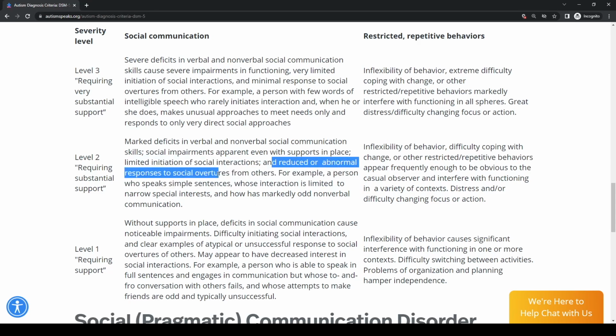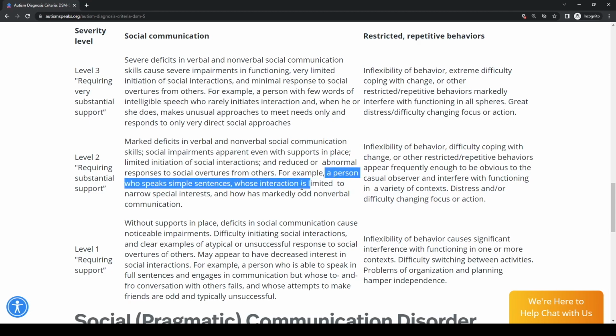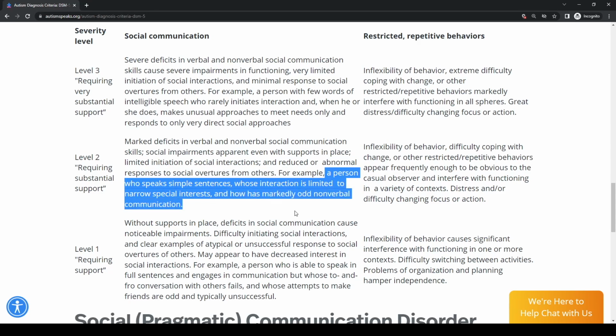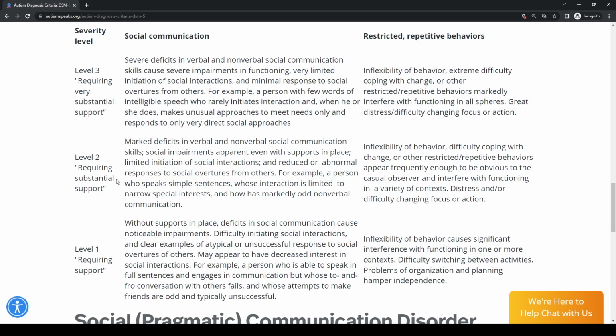Reduced or abnormal responses from other people. What I mean by that is if you ask them something, most of them just ignore you. For example, a person who speaks simple sentences, whose interaction is limited to narrow special interests, and who has markedly odd nonverbal communication. So you would see some stimming at the wrong timing, talking in very simple sentences. Sometimes the grammar is a little incorrect. Interaction is very limited to only talking about maybe the stuff that they like, maybe buses, cars, dinosaurs, Marvel comic stuff, and yeah, that's pretty much level 2.